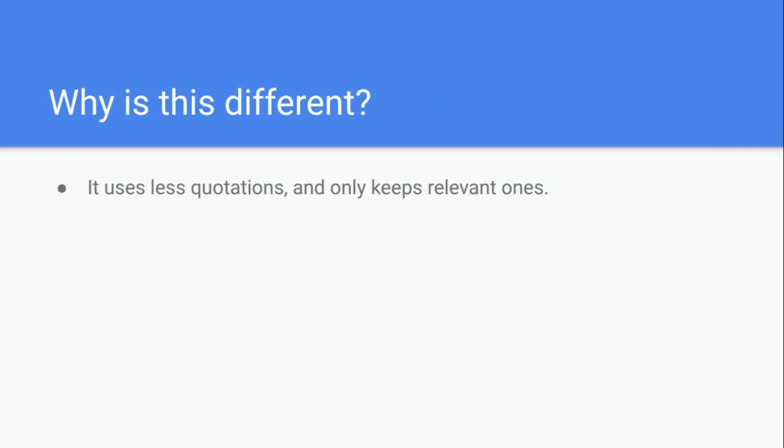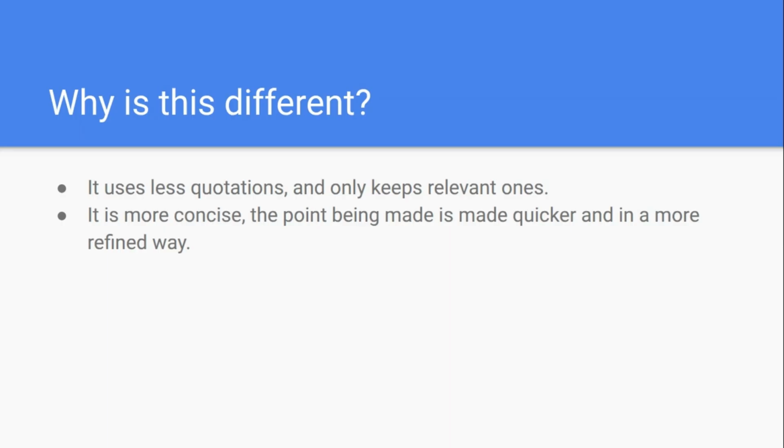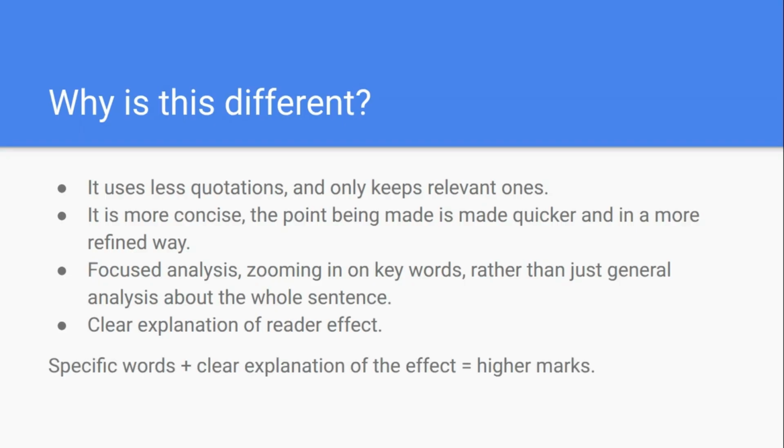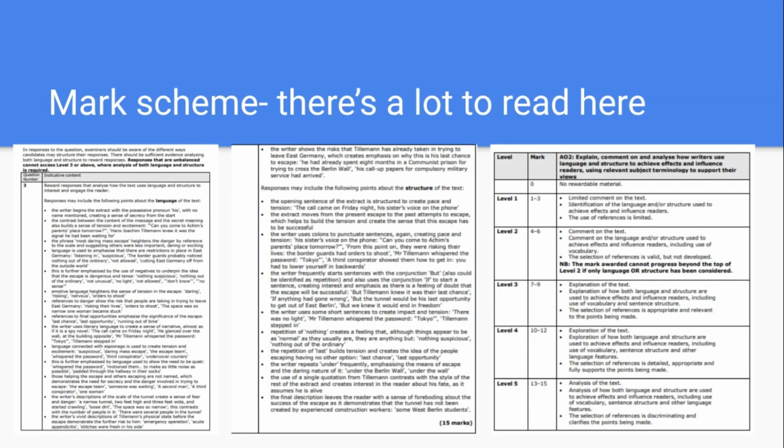Why is this different? We use fewer quotations and keep the relevant ones. It's more concise, the point being made is quicker and in a more refined way. The analysis is focused, we're zooming in on keywords and we are explaining the reader effect clearly. Specific words and clear explanation equals higher marks. Here's the mark scheme. Pause it, screenshot it, have a look. There's a lot to read here.